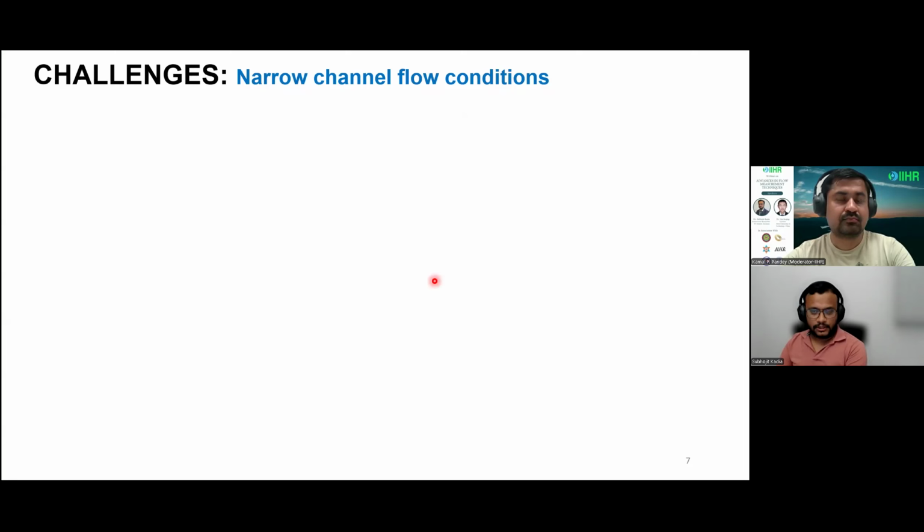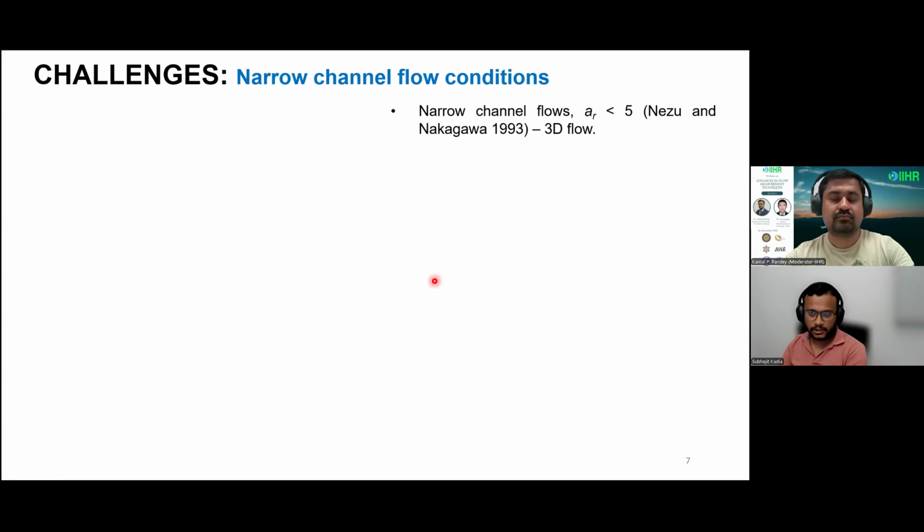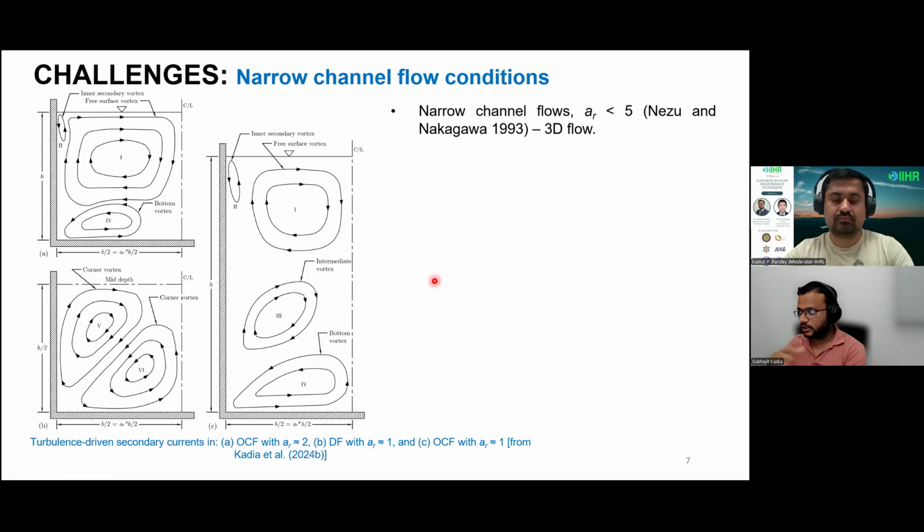So what are the critical challenges with this bypass tunnel design? As I said, narrow channel flow. What is the importance of narrow channel flow? Because of narrow channel flow, generally the flow condition is 3D due to the effect of the boundaries. And we observe secondary currents of type 2, as you can see in these photos.